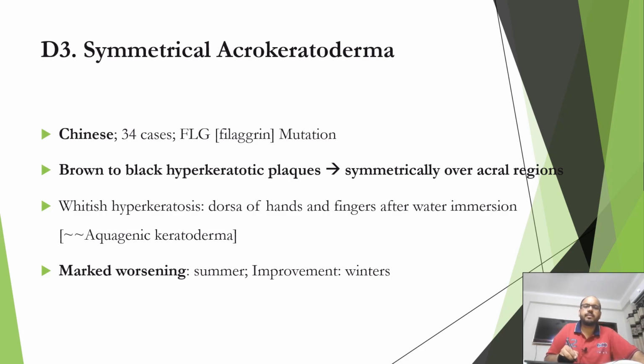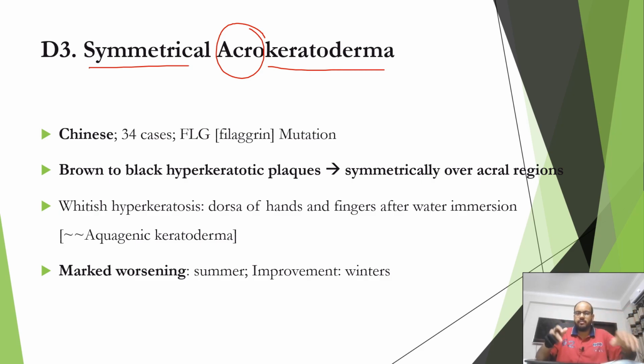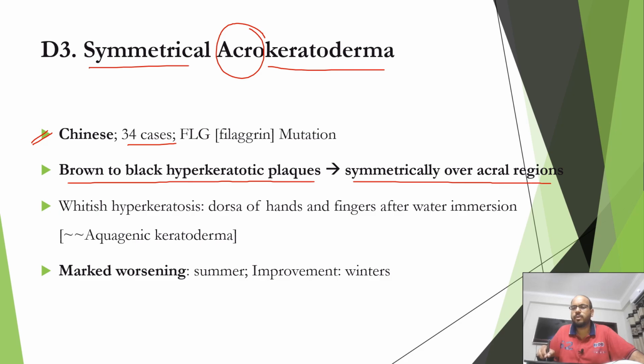The third type is symmetrical acrokeratoderma. Acro means over the acral sides, over the hands and feet. This has been found in the Chinese population, about 34 cases. Brown to black hyperkeratotic plaques which are symmetrically distributed over acral lesions. It also leads to whitish hyperkeratosis when exposed to water.